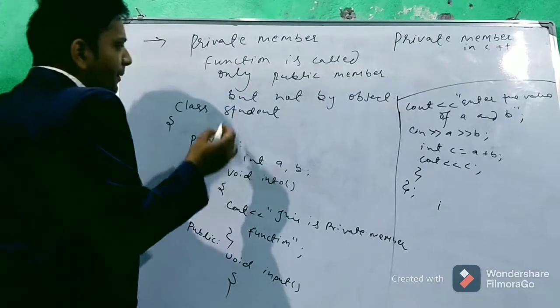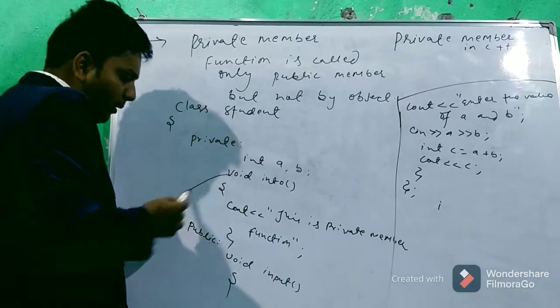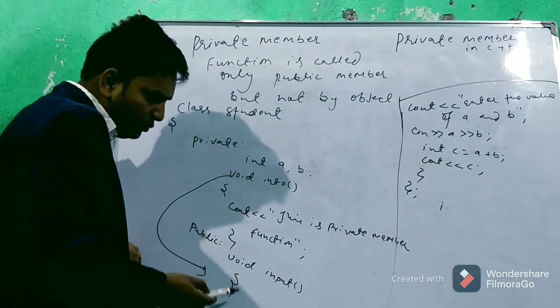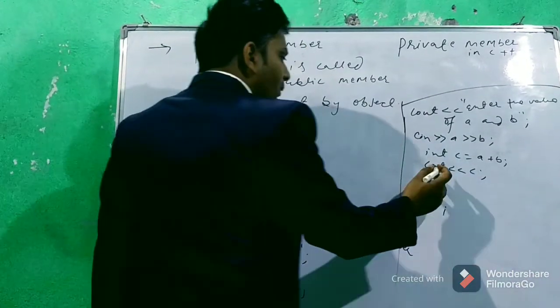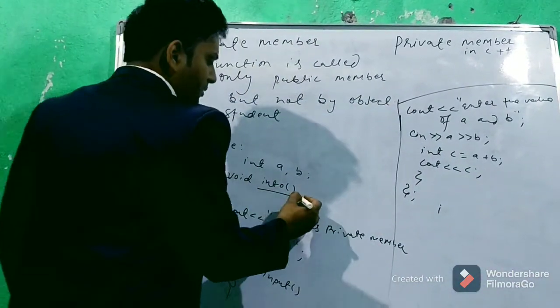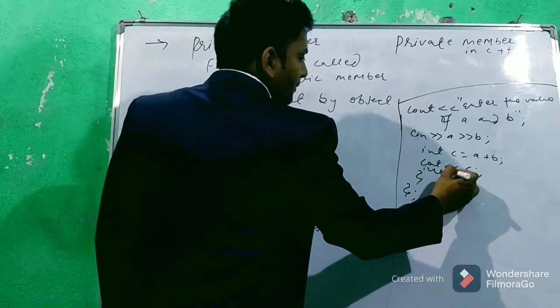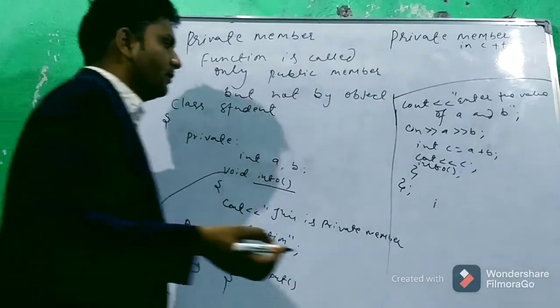When the private member function is called, it is called only by a public member function. So we can call the private member function inside the public member function, but not by the object. What is the name of the private member function? Info. Then I can call info here, and it is going to display whatever the content is.